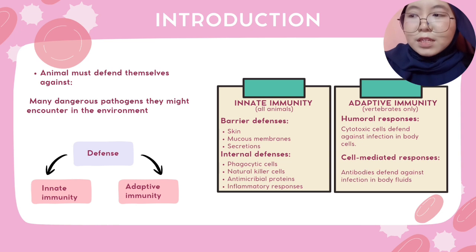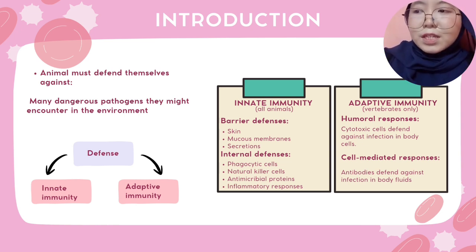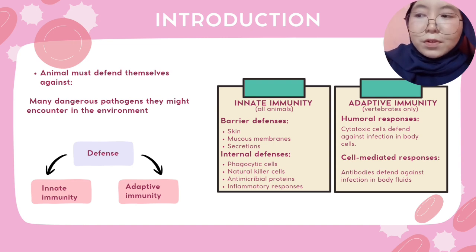Barrier defenses are skin, mucous membranes, and secretions. Internal defenses are phagocytic cells, natural killer cells, antimicrobial proteins, and inflammatory responses. Adaptive immunity is found in vertebrates only.